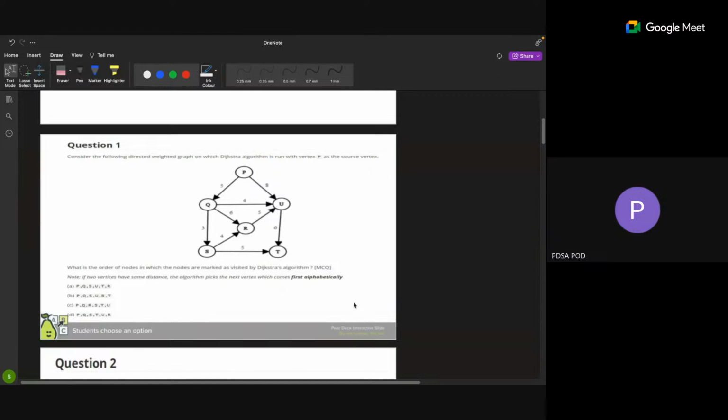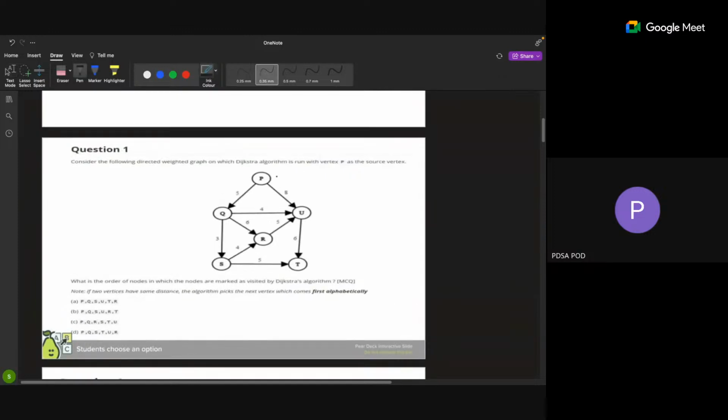So now let's see this question. Consider a directed graph on which we are using Dijkstra's algorithm, run with vertex P as the source vertex. This P is the source. What is the order in which the nodes are marked as visited by Dijkstra's algorithm?